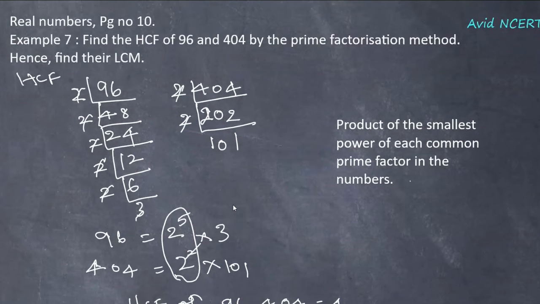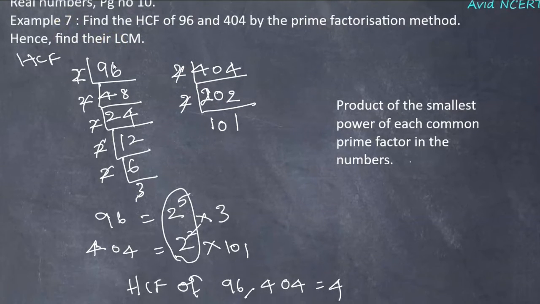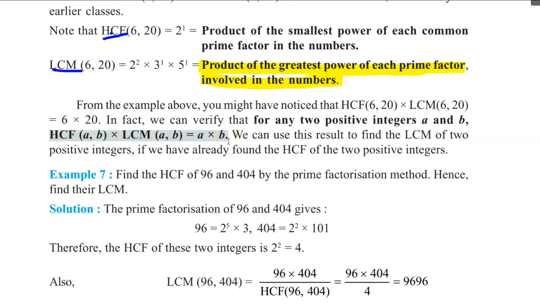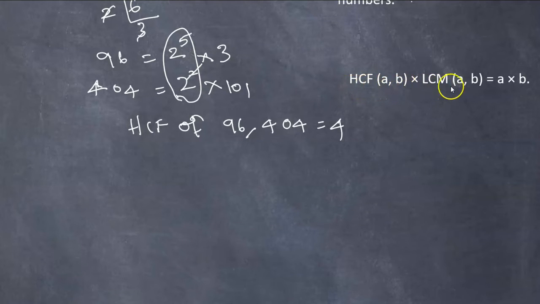Now what is the question? Now we have found the HCF by the prime factorization method. Now we have to find the LCM. So for LCM we have to use this formula. Finding LCM using the HCF, we have to use this formula: HCF of A comma B into LCM of A comma B equals A into B. Here A is 96 and B is 404. Let's substitute in the formula.